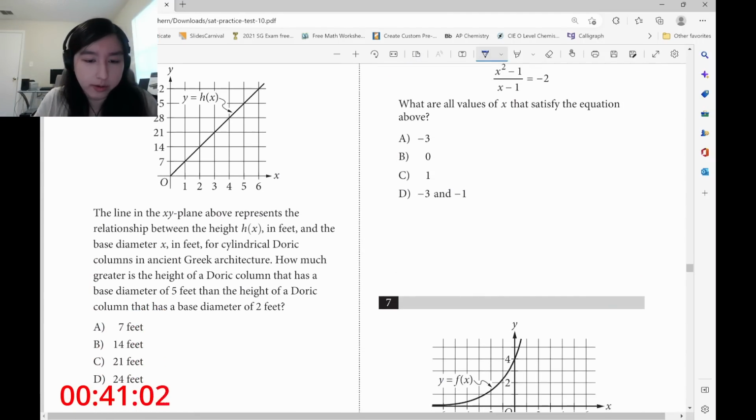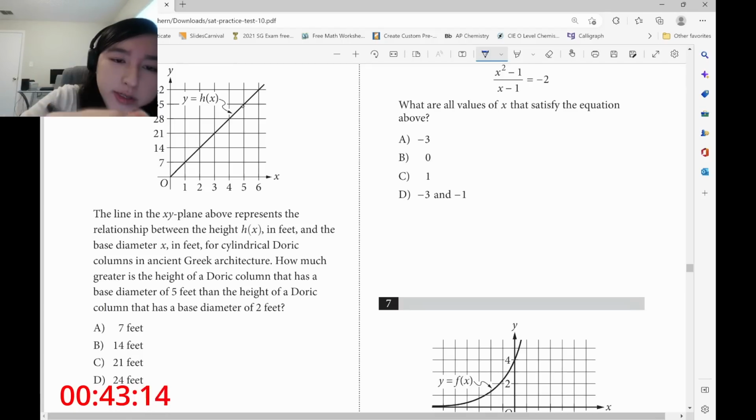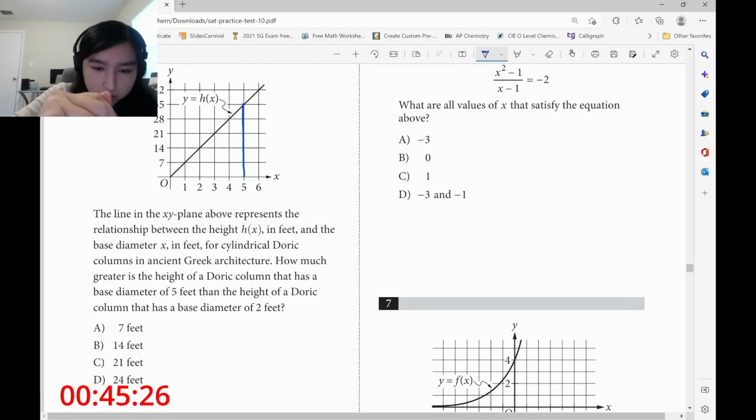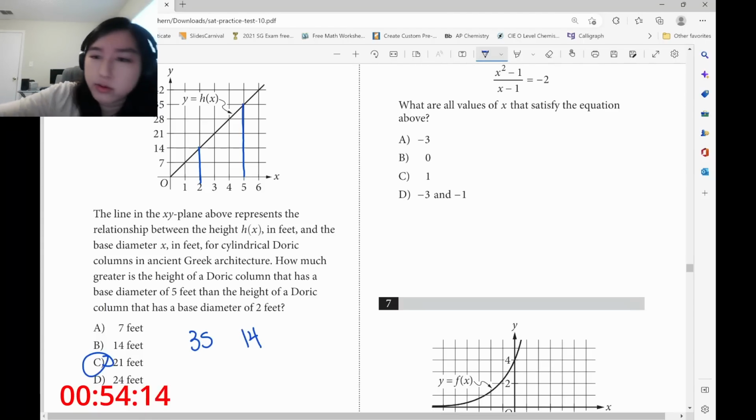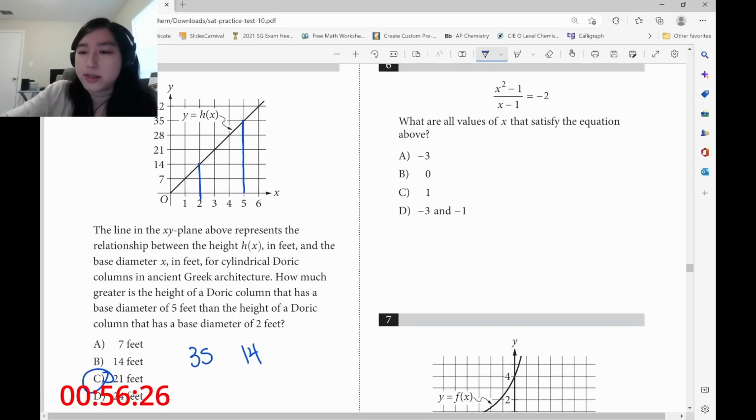Okay, let's look at this graph. Base diameter of 5, base diameter of 2. And what do they want? How much greater is the height of a... Okay, so we have 35 for that one, 14 for that one. Difference is 21.